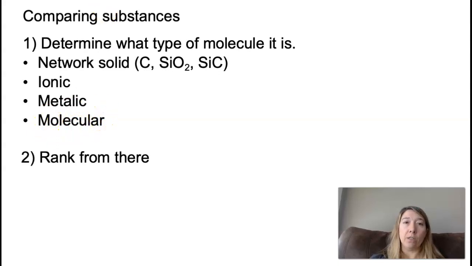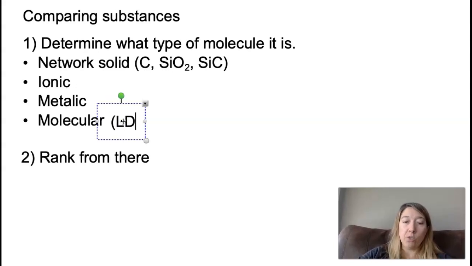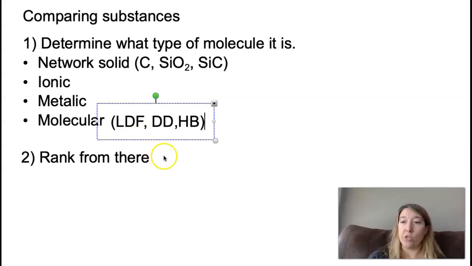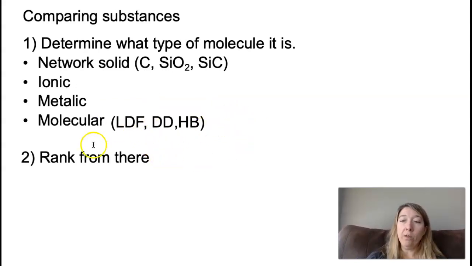For the moleculars, part of what I am going to have to look at is what kind of intermolecular forces I have. Do I have LDF? Do I have dipole-dipole? Do I have hydrogen bonds? Generally, we find that the more forces we have, the stronger it's going to be, and the fewer forces we have, the weaker it's going to be. Is that always true? No, it's definitely not always true.